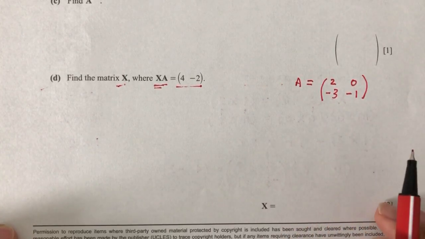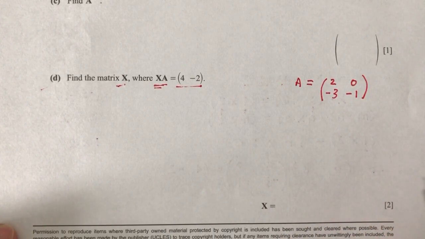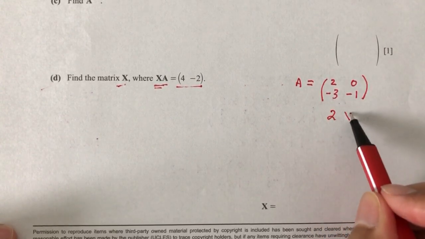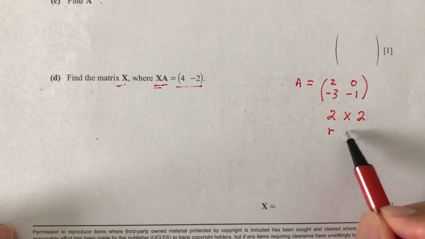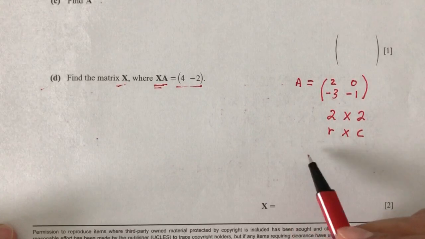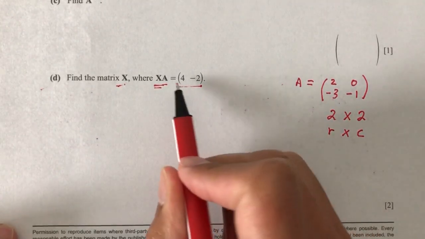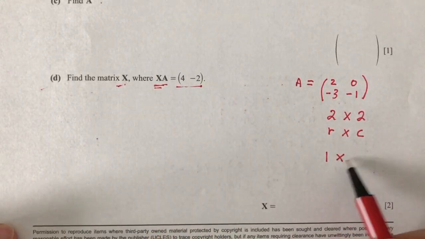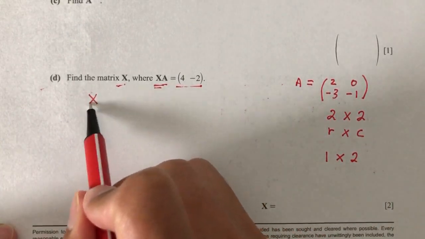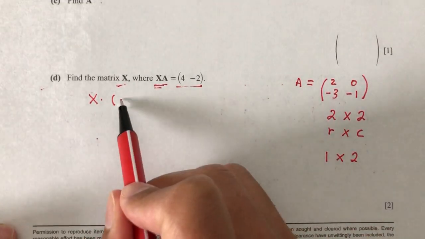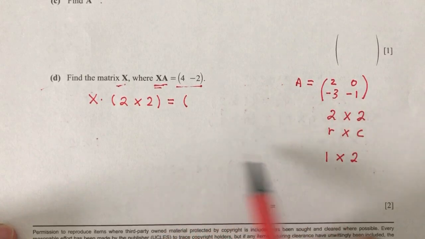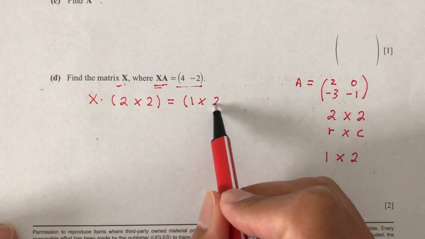So how do you write the dimension of a matrix? You would say this matrix is a 2 by 2 matrix, where 2 is rows by columns. So, for example, what is this dimension? You would say this matrix has 1 row and 2 columns, so this one is a 1 by 2 matrix. Let's write this down: X, which we don't know, times A, which is a 2 by 2 matrix, equals a 1 by 2 matrix.